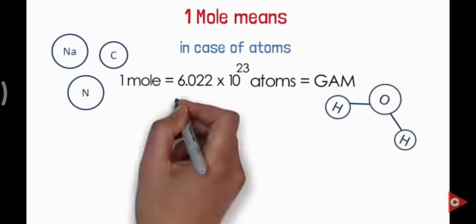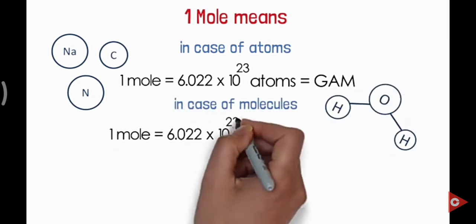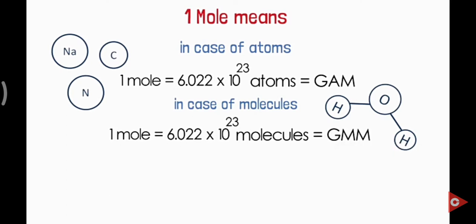Next is molecule. In the case of molecules, 1 mole is equal to 6.022 into 10 to the power 23 molecules, and the mass of this many molecules is equal to the gram molecular mass.